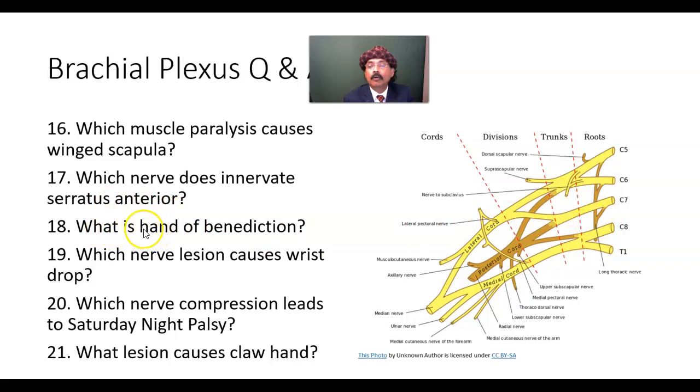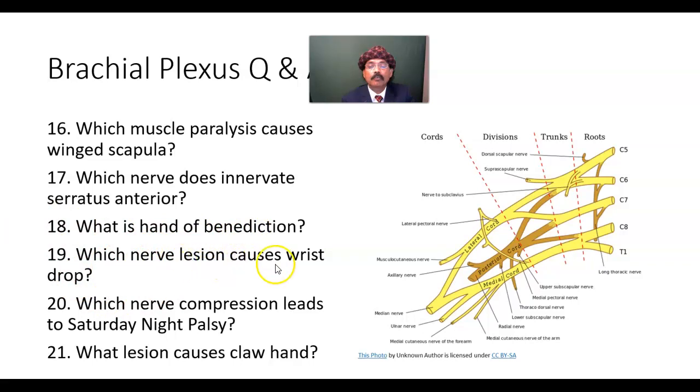What is hand of benediction? If the median nerve is damaged above the elbow joint, what will happen? When a person likes to grip, the second and third fingers are not totally gripped. That is called the hand of benediction.